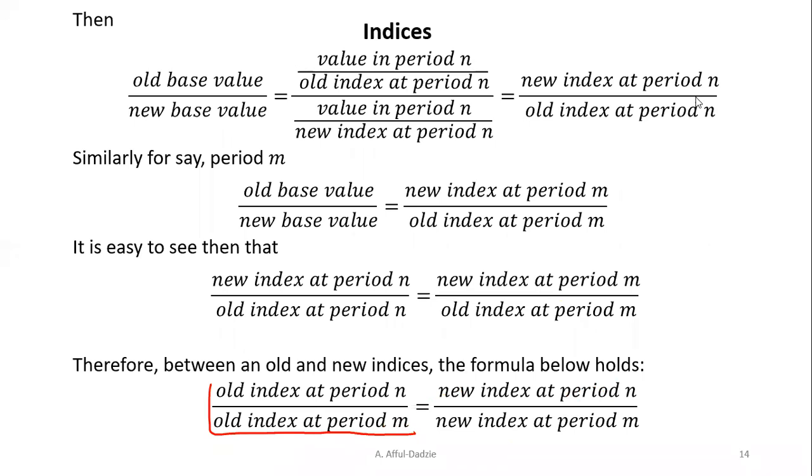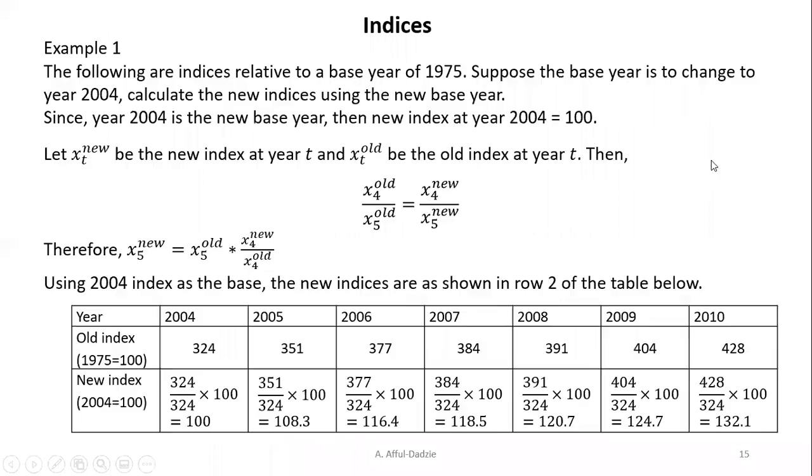All right. So let's see just how straightforward this is. First, let's look at it from one point. In one instance, I want to make a certain comparison. Say the following indices are relative to the base year of 1975. So we are assuming that this is 1975, this is the index. Suppose the base year is to change to the year 2004. Calculate the new indices using the new base year.